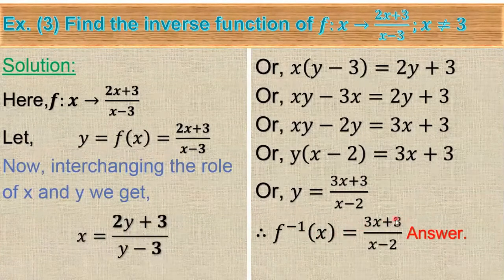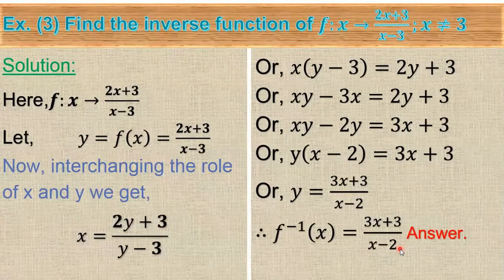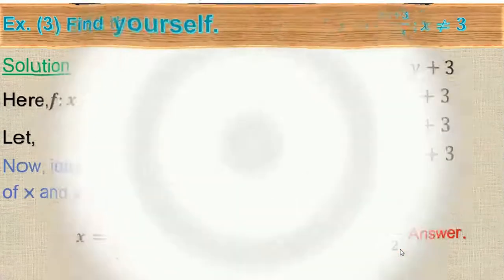Finally, this one is f inverse x, and this f inverse x equals 3x plus 3 by x minus 2. So this is your answer. Okay, if you have any questions you can share with me. Okay, this is all about this problem. So similar kinds of problems you can solve.